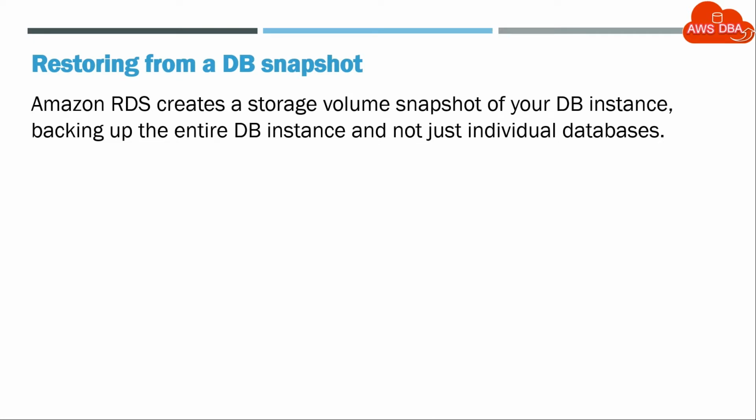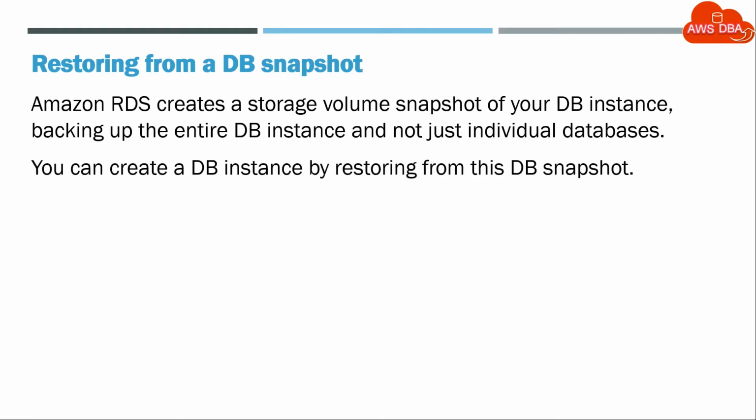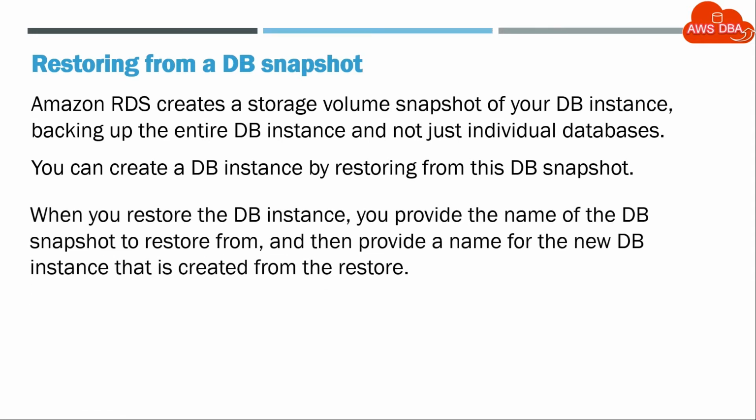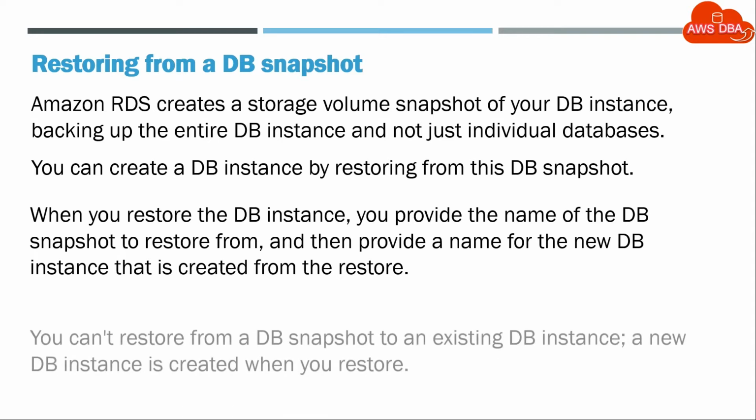Amazon RDS creates a storage volume snapshot of your DB instance, backing up the entire DB instance, and not just individual databases. You can create a DB instance by restoring from this DB snapshot. When you restore the DB instance, you provide the name of the DB snapshot to restore from, and then provide a name for the new DB instance that is created from the restore.